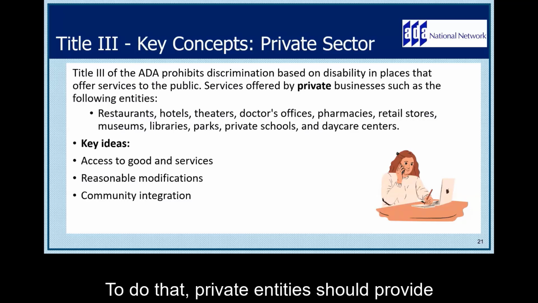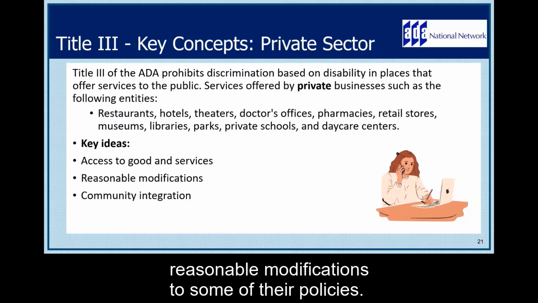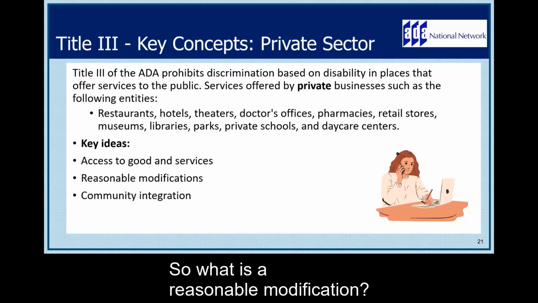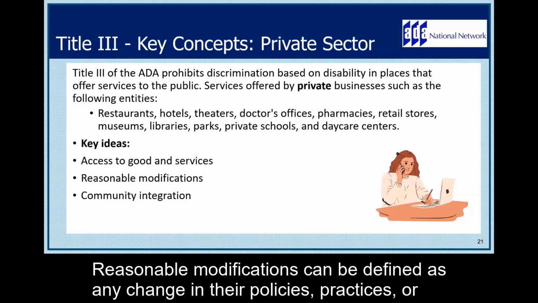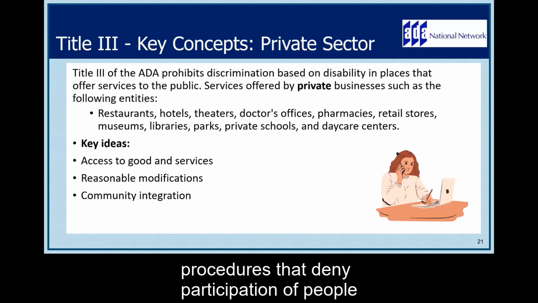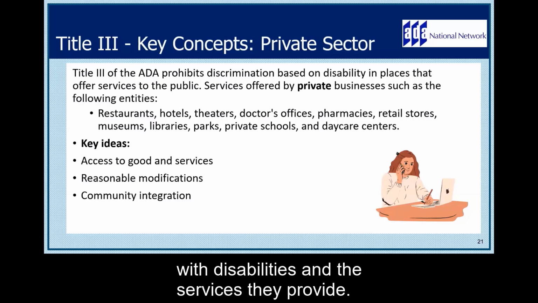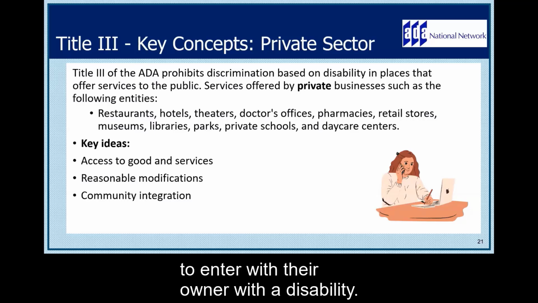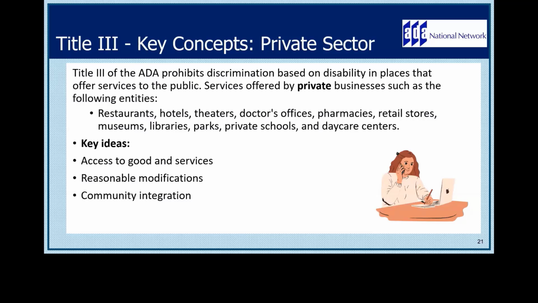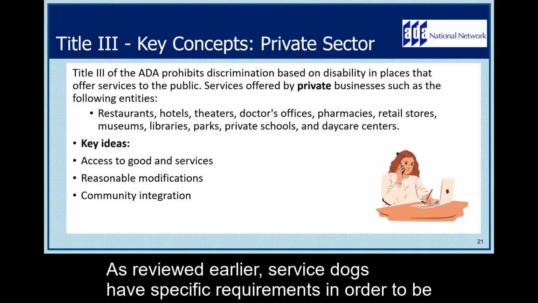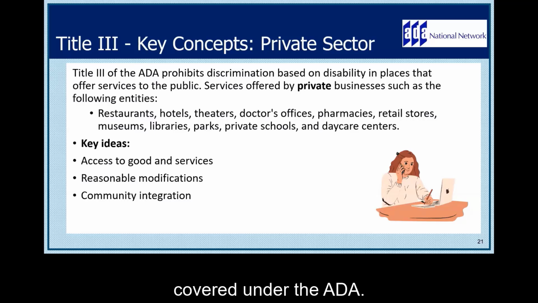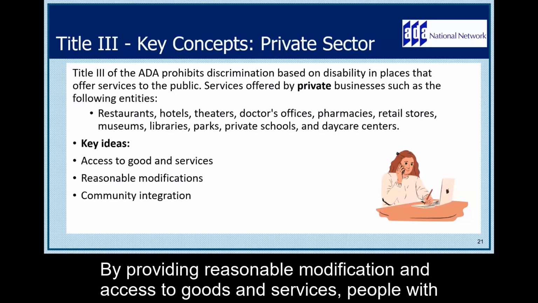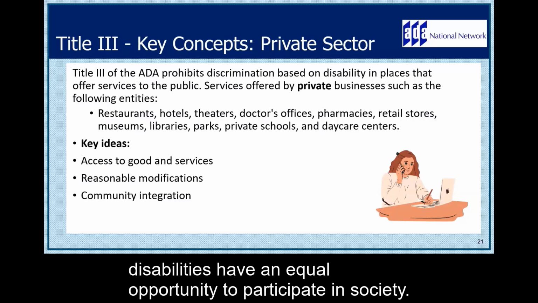To do that, private entities should provide reasonable modifications to some of their policies. So, what is a reasonable modification? Reasonable modifications can be defined as any change in policies, practices, or procedures that would otherwise deny participation of people with disabilities in the services they provide. For example, a business can modify its pet policy to allow service dogs to enter with their owner with a disability. As reviewed earlier, service dogs have specific requirements in order to be covered under the ADA. By providing reasonable modification and access to goods and services, people with disabilities have an equal opportunity to participate in society.